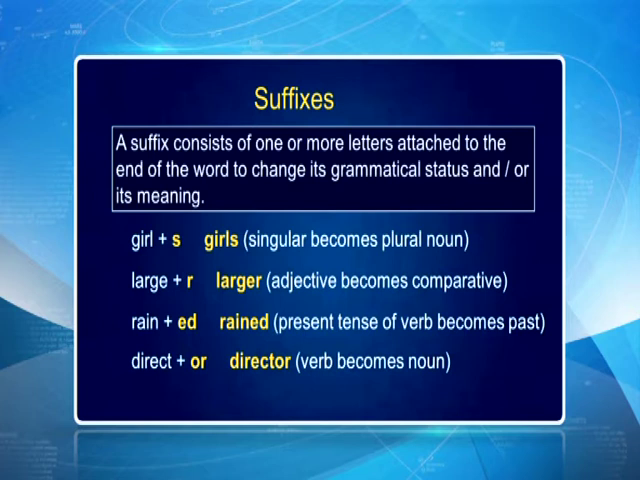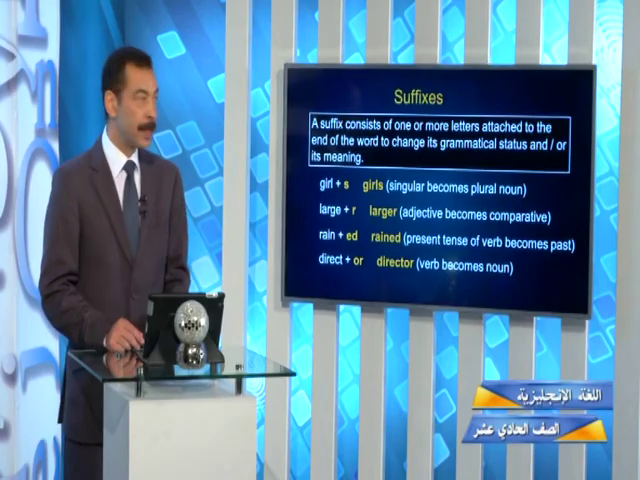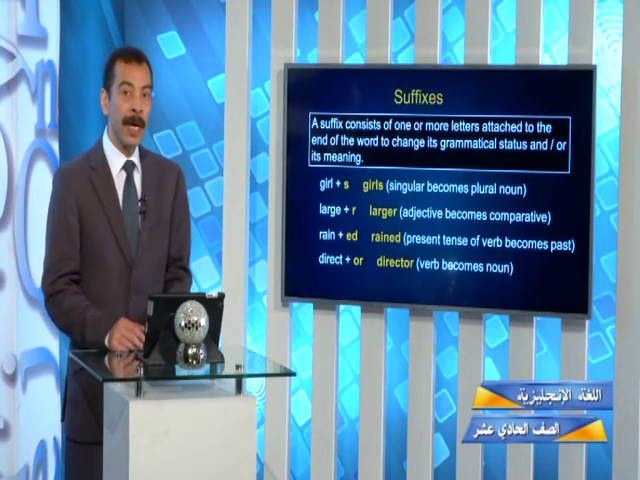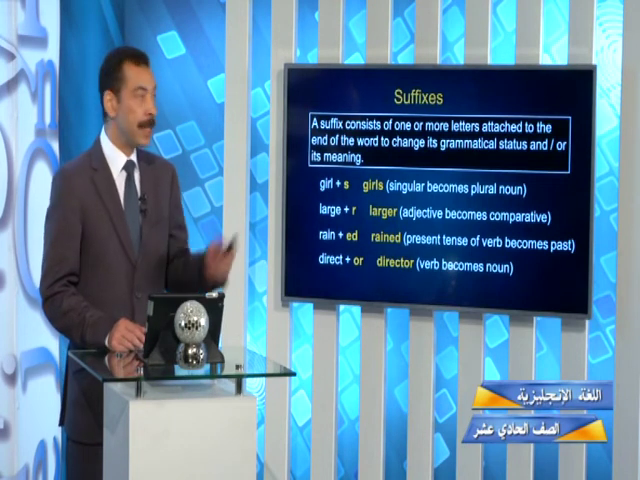Direct plus or becomes director, and here the verb becomes a noun. Direct is a verb. If you add the suffix or, it becomes director, and it becomes a noun. All right? I hope it's clear how suffixes function in words. Now we are going to see more examples and more practice on suffixes.